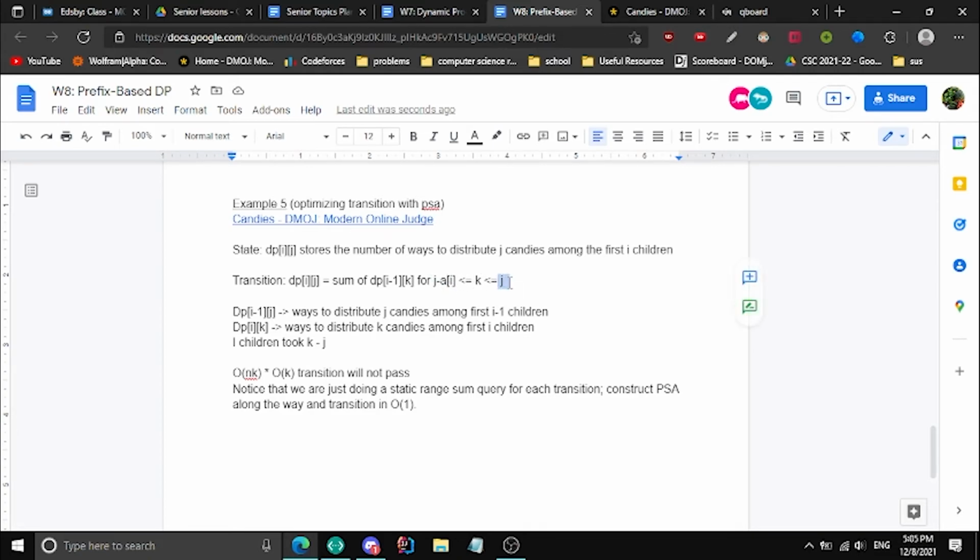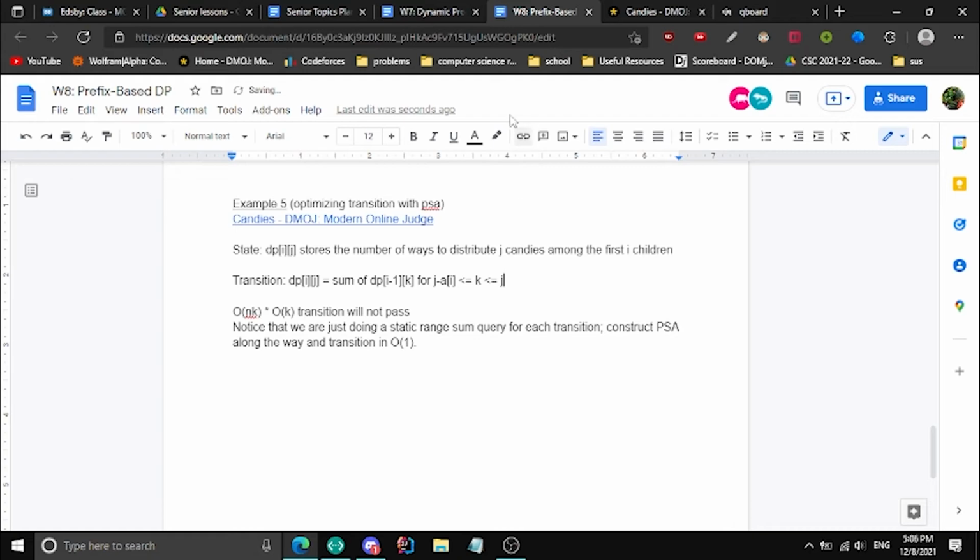And so in the case that the first i-1 children took j candies in total, then dp at i at j would add on the way in which the ith child took 0 candies, right? And for j minus a_i, it would be the case where the ith child takes a_i candies. And for j minus a_i plus 1, that would be the case where the ith child took a_i minus 1 candies. And that auto-capitalized to make it confusing somehow.